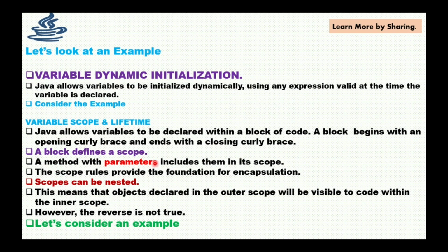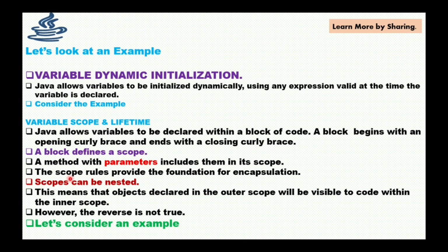They cannot be called by a method, for example, out of the scope. A method with parameters includes them in its scope. The scope rule provides the foundation for encapsulation. Encapsulation basically looks at hiding data and functions of a program or a class. As we move forward, we'll look at encapsulation. It's an important concept in Java programming, and very useful. A scope provides the foundation for encapsulation, because everything within that scope is hidden to the outside code.